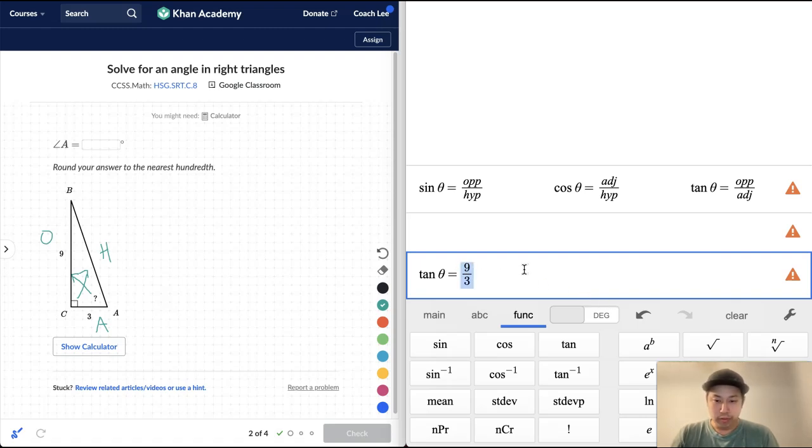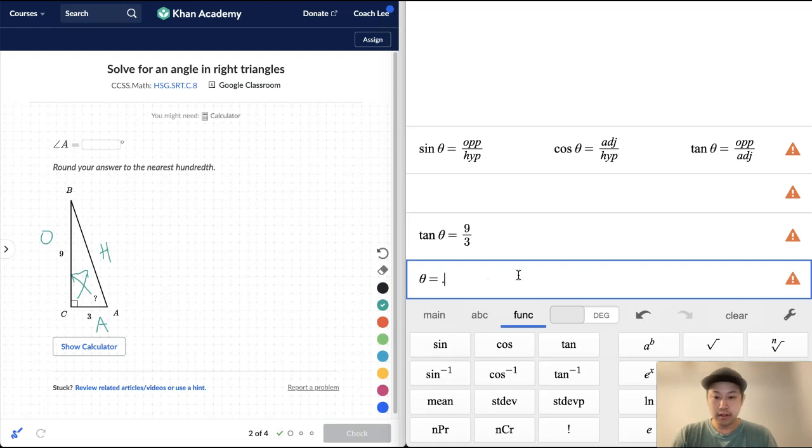You can simplify this if you want to. It's just going to be 3, since 9 divided by 3 is 3. But as a habit, I like letting the calculator do the work at the very end, so I'm going to leave it as 9 over 3. Let's get practice understanding what happens next. Tangent of theta equals 9 over 3. You don't have theta by itself yet, and you want it by itself. So to undo the tangent operation, we have to do the inverse tangent.